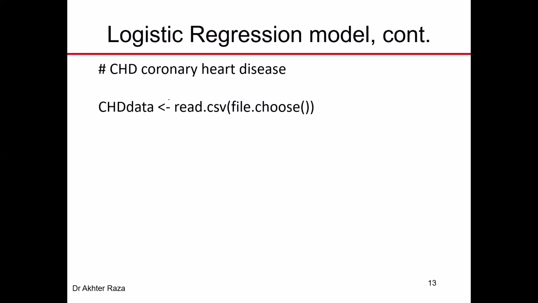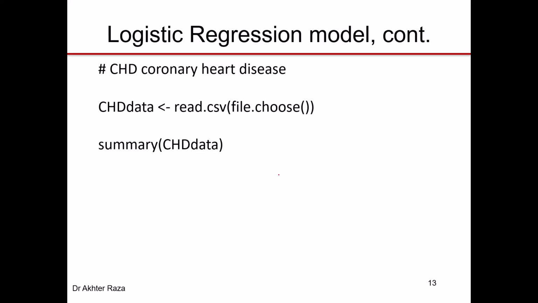The first step is to read the data file with the read.csv command, and I have used the function file.choose. What will file.choose do? File.choose will open a dialog box which allows me to select the folder and select the file of CHD. The file name is chd.csv. We open this file with the read.csv command, and the new data frame is chd data. This is my data frame in which the entire data is stored. Very simple data we have.